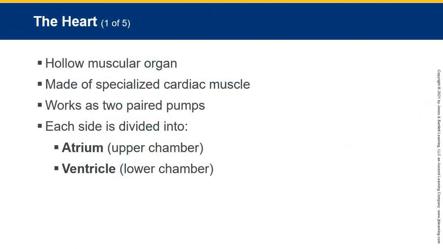So the heart is a hollow organ, and it should be because it's filled with blood. It's made up of those specialized cardiac cells that can actually beat on their own. It works together in conjunction between the right and left side and between the top and bottom. Now, each side has the upper chamber, the atrium, like I said, then the lower chamber, the ventricle.